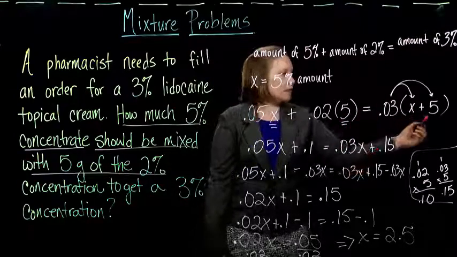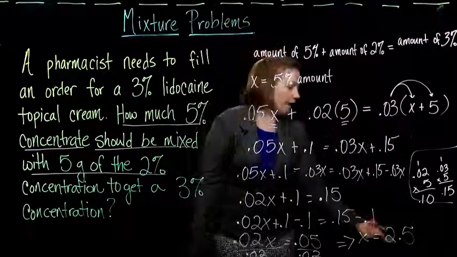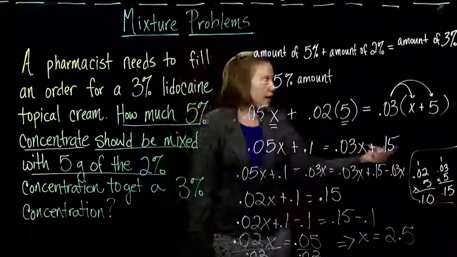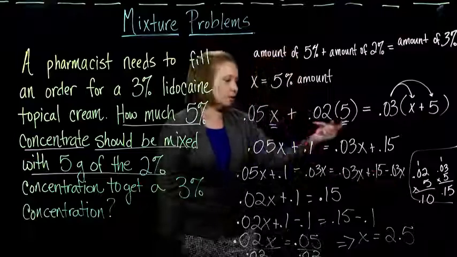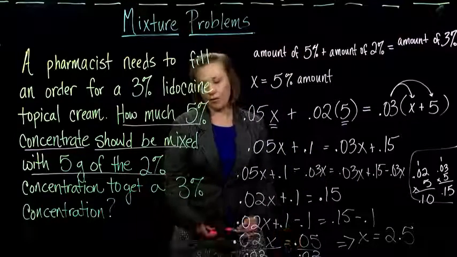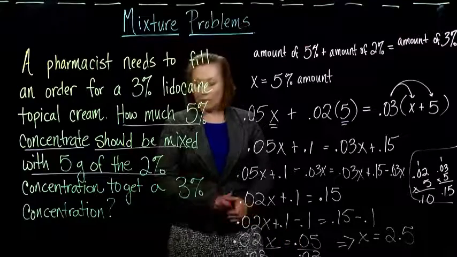And how many grams would we have total? Well, we'd have the 2.5 grams of the 5% cream plus the 5 grams that they told us to take of the 2% cream, which gives us 7.5 grams total of a 3% concentration.